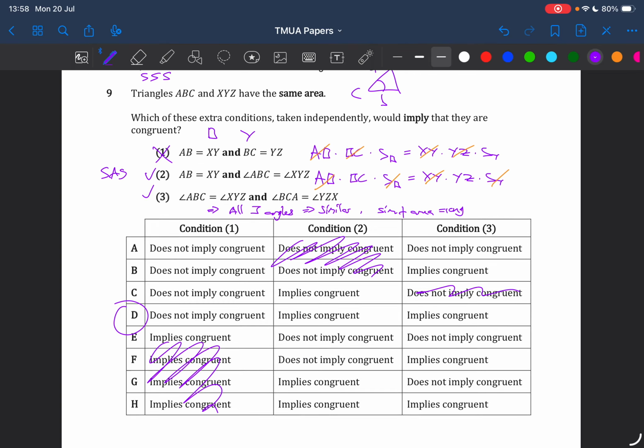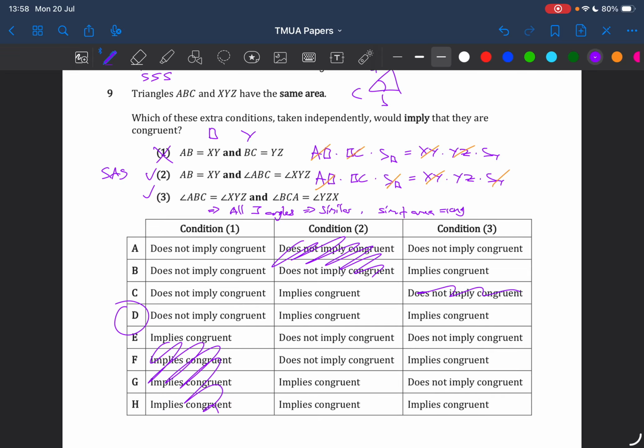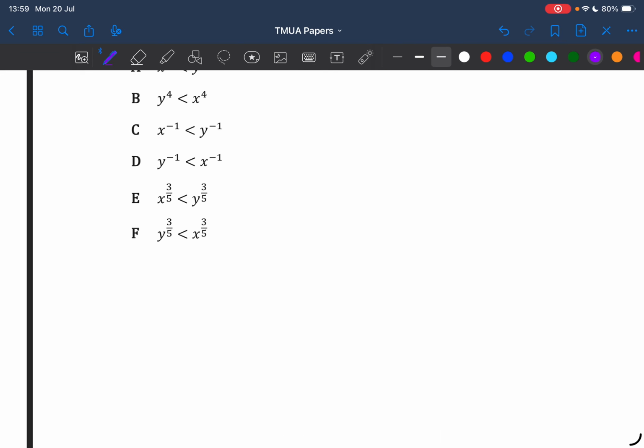So it must be D for number 9. Number 9 is D. Lovely. Looks good. Let's see number 10 then.